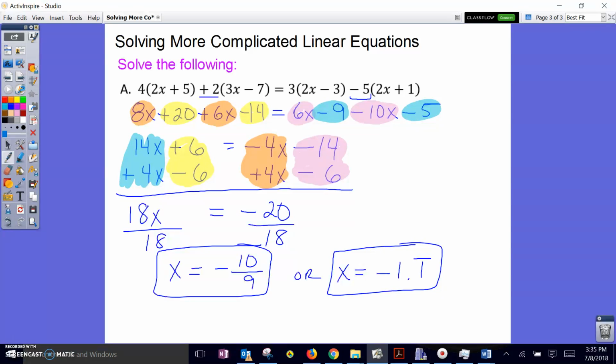And that concludes this video on how we solve some more complicated linear equations, ones with parentheses and multiple occurrences of variables and numbers on both sides. I hope you've taken some pointers from this that will make you a little bit more successful as you solve these equations in the future.